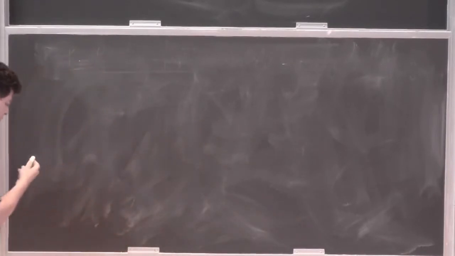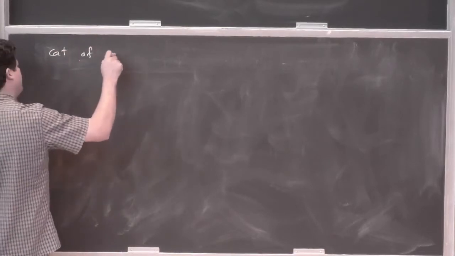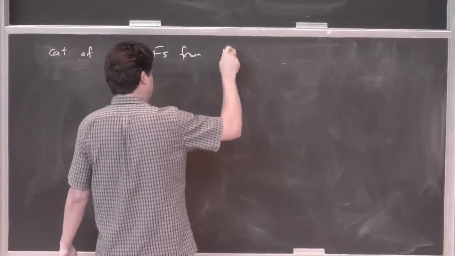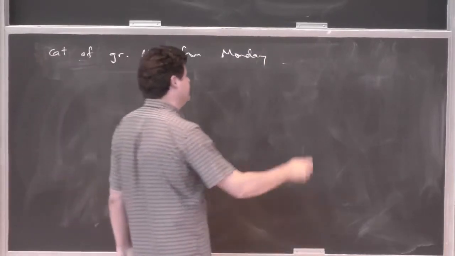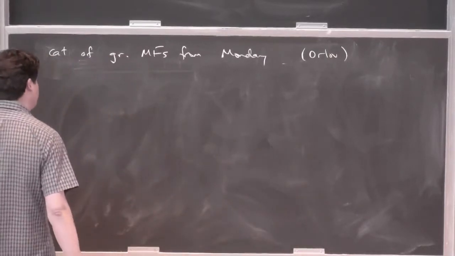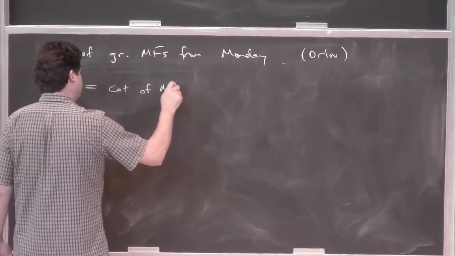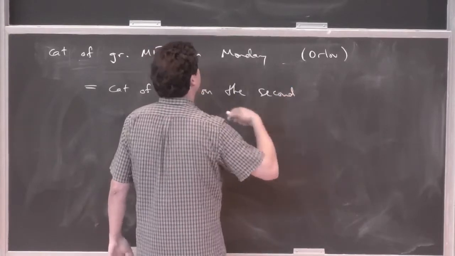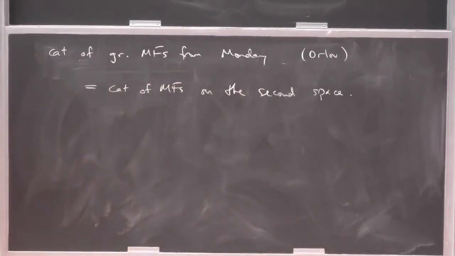And so it's the category of graded matrix factorizations from Monday, which was essentially Orlov's definition of a matrix factorization. I claim this is the same as the category of matrix factorizations on the second space, in some very straightforward way.